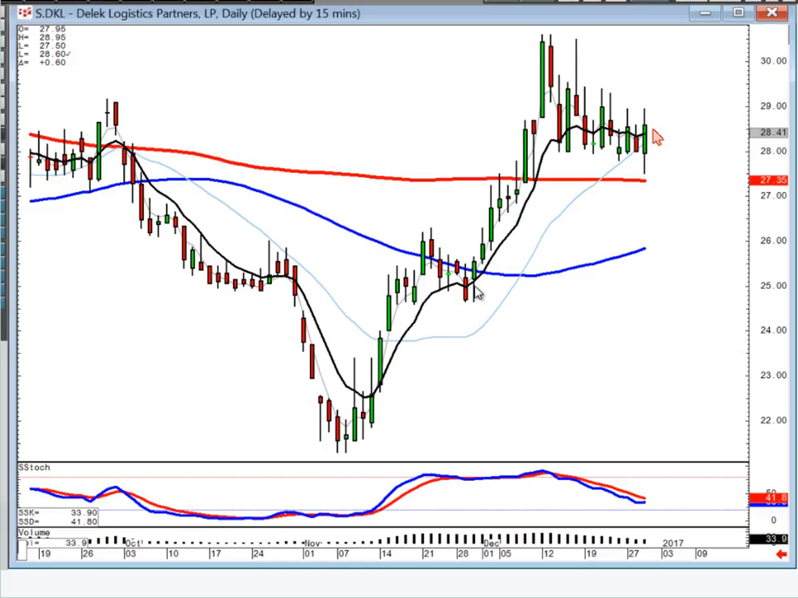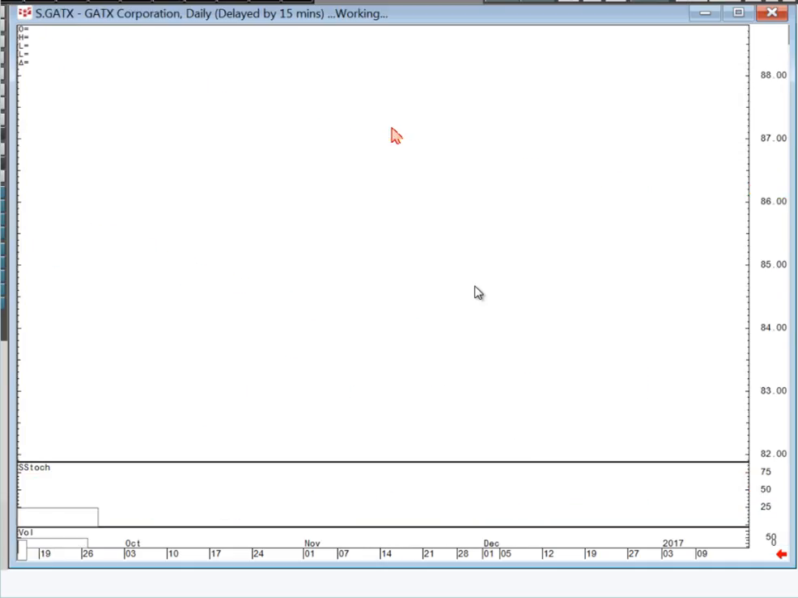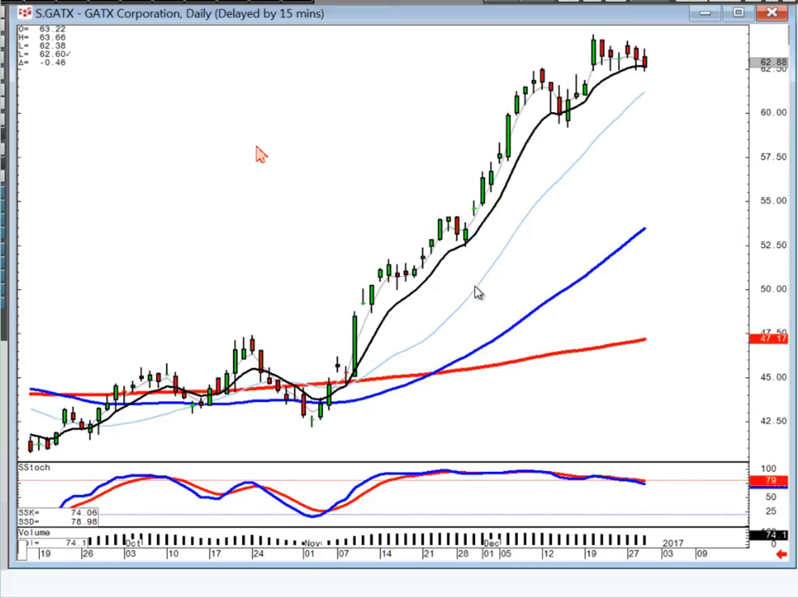DKL, nothing here until you see some bullish confirmation. So at this point, I wouldn't be long or short. Guild, stay short. There's really nothing exciting about this chart. Pretty much sideways.